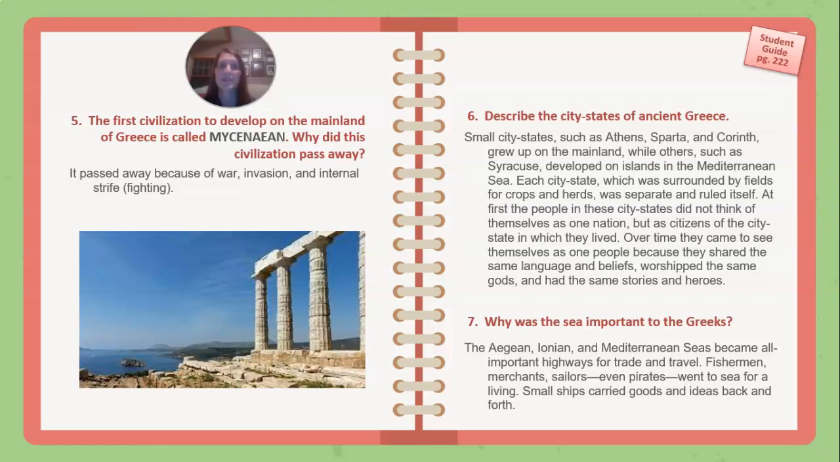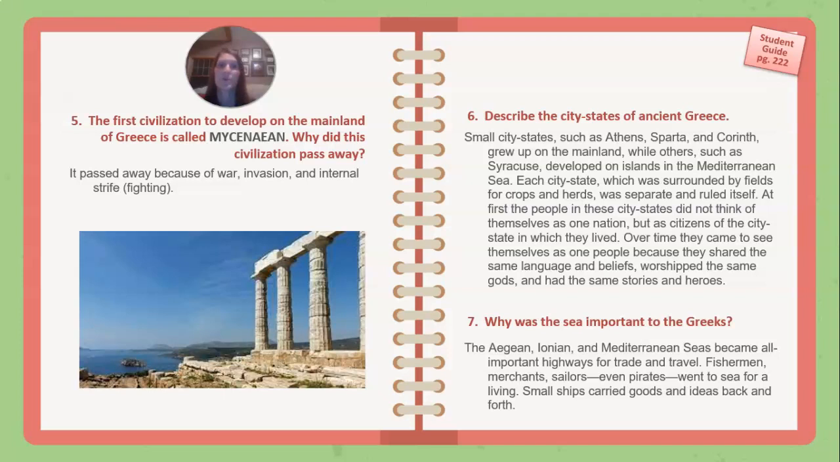Question number 6. Describe the city-states of ancient Greece. Small city-states such as Athens, Sparta, and Corinth grew up on the mainland, while others, such as Syracuse, developed on the islands in the Mediterranean Sea. Just to back up there, that word mainland means the main part of the country. The islands are the parts that are separated or off.